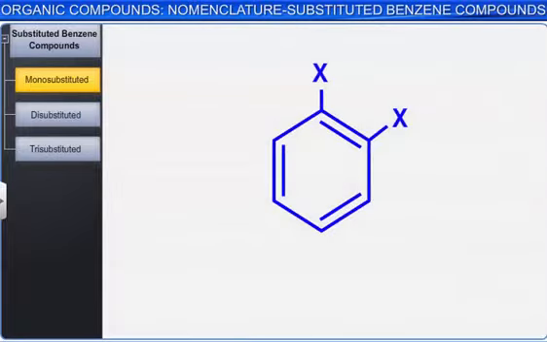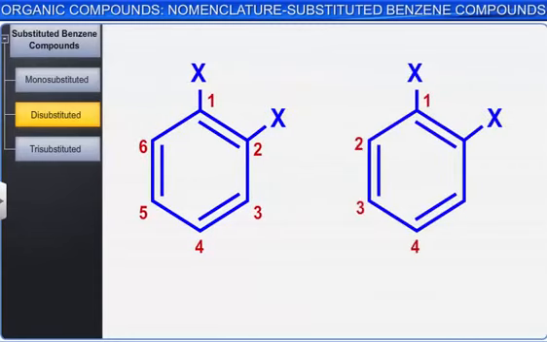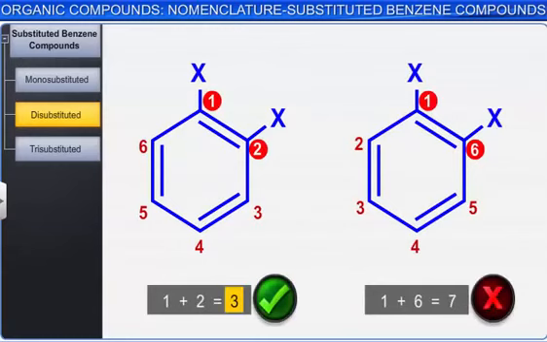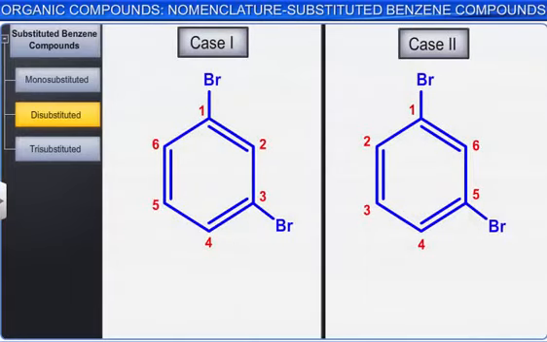Now let us discuss the nomenclature of the benzene that has more than one substituent. If more than one substituent is present, then the positions of the substituents are indicated by numbering the carbon atoms of the ring. The numbering is done in such a way that the sum of the locants is the least. This means that the substituents should be located at the lowest numbers possible. Let us understand this by considering the following two cases.